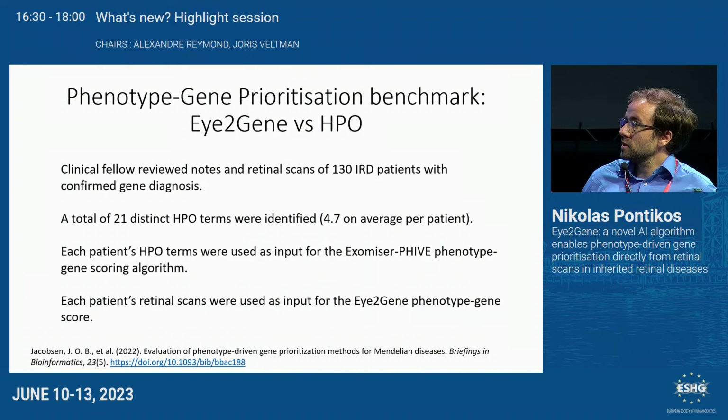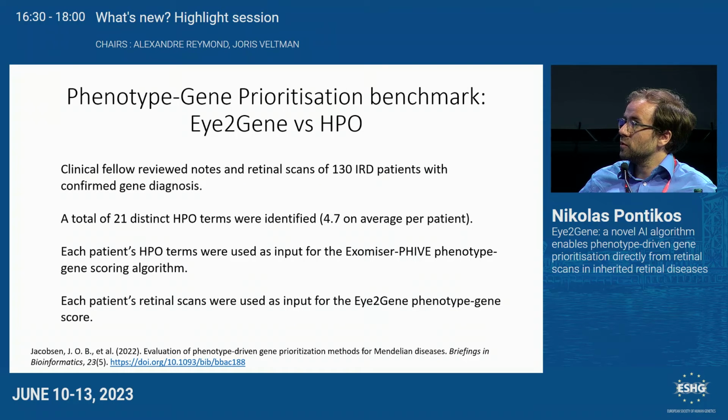So using this approach, we wanted to evaluate it and see how it compares with using HPO terms. For that, a clinical fellow kindly reviewed notes and retinal scans of 130 inherited retinal disease patients with a confirmed gene diagnosis. From that data set, a total of 21 distinct HPO terms were identified, 4.7 on average per patient. And each patient's HPO terms were used as input for the Exomiser 5 phenotype gene scoring algorithm.